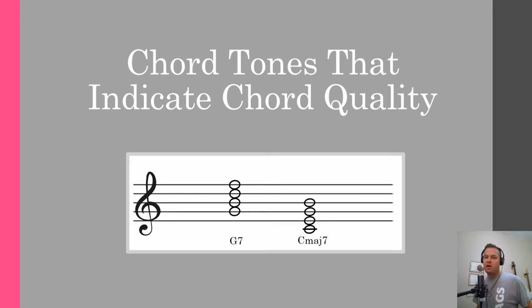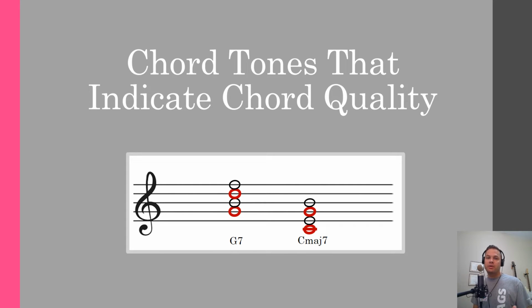Cool. So what's important now is to look at what chord tones indicate the chord quality of these chords. So why do our ears tell us that this is a very specific type of chord? In the case of the G, why is this a dominant 7? And in the case of the C, why is this a C major 7? So let's just try to isolate particular tones from these chords.